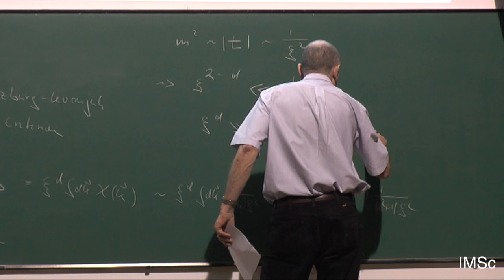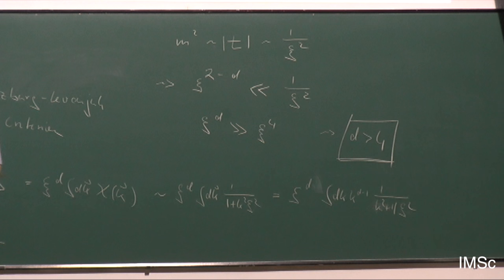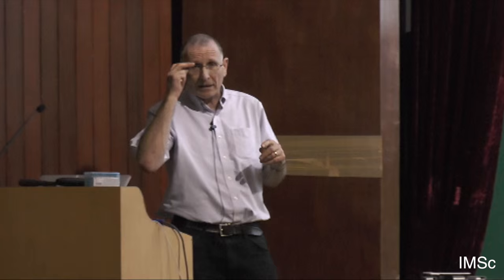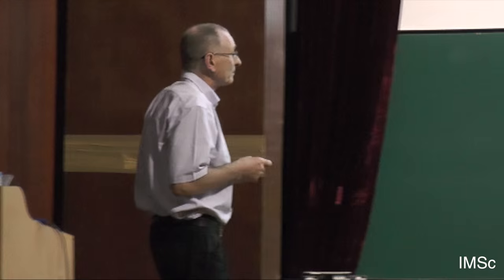So if d is greater than 4, then our simple theory is internally consistent, and we have reason to believe that it gives the correct critical exponents. For d less than 4, we know that the fluctuations are going to be important, and we need to do a better job. And d equals 4 is the marginal case, of course, so interesting stuff happens there. So, good, that's the Ginzburg criterion.